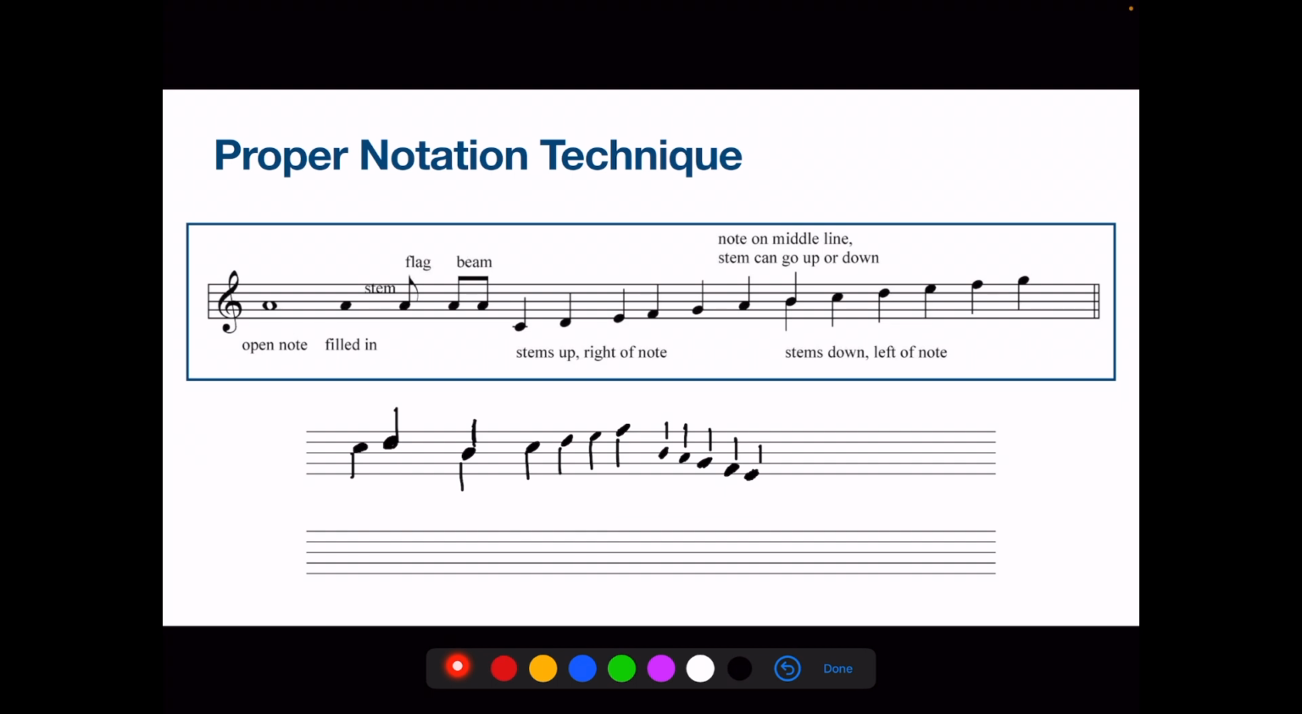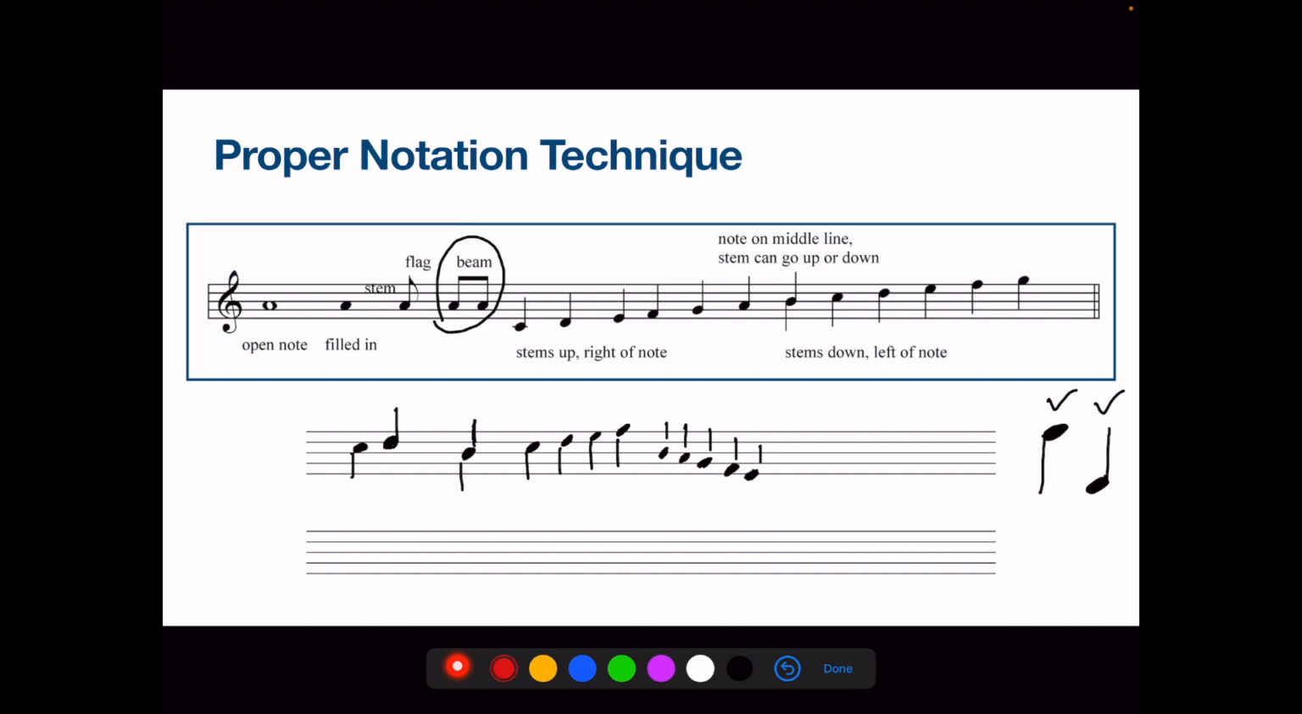One thing to note is that when we draw the stems, if the stem is pointing down, then the stem would come from the left side. If the stem is pointing up, it would come from the right side. So please make sure that you're paying attention to this, okay? And also, we'll talk about beaming pretty soon. That's actually the next slide. So maybe I can just talk about it right now.